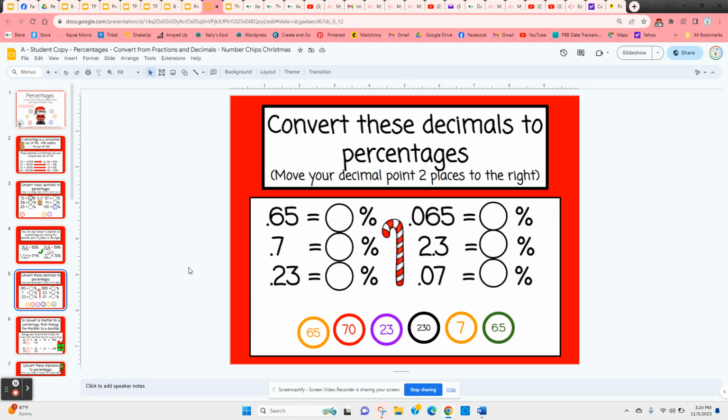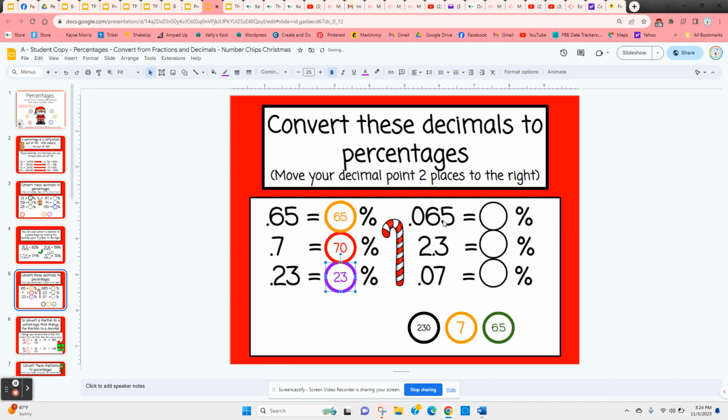So in the next slide, students have got a couple that are a little bit tricky. They've got to move that decimal point 2 places to the right. So this first one's pretty easy, 65%. This one's a little bit tricky. If they have to move 2 places to the right and there's no number here, they have to add a 0. So that would be 70%, not 7%. And here, 23%. Here would be 6.5%. And here again, we have to add a 0. And then 7%.